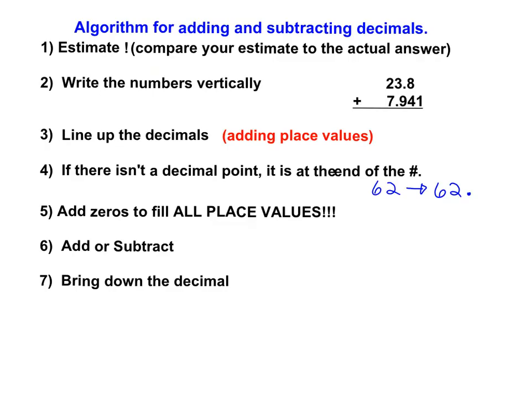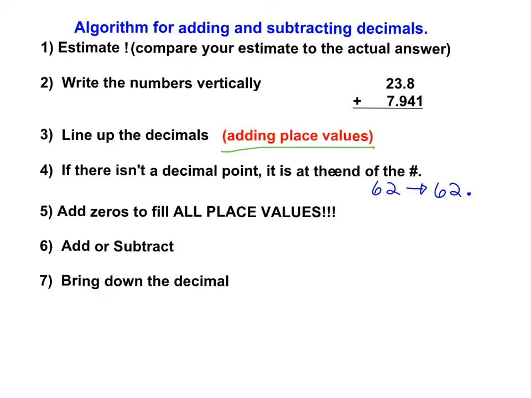The steps to add and subtract decimals, here's the algorithm, it's just the steps. It's best to estimate because you can always compare your actual answer to your estimated answer. Write the numbers vertically like you would normally with whole numbers. Make sure you are lining up the decimals. What you're truly doing, again, is adding those place values or subtracting those place values.